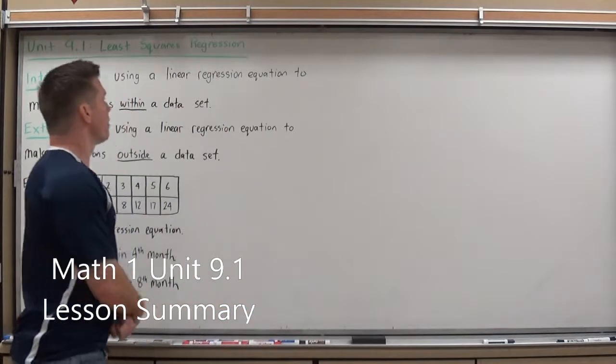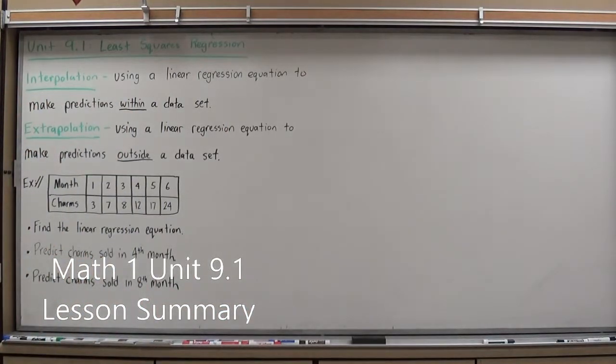Unit 9.1 will be on the least squares regression. It's our first section in Chapter 9. This is revisiting a section that we've already done in the book in Chapter 3 on linear regression. We're going to go to it again as we go a little deeper in our study of regression equations in Chapter 9, and we'll see a couple new vocabulary words.